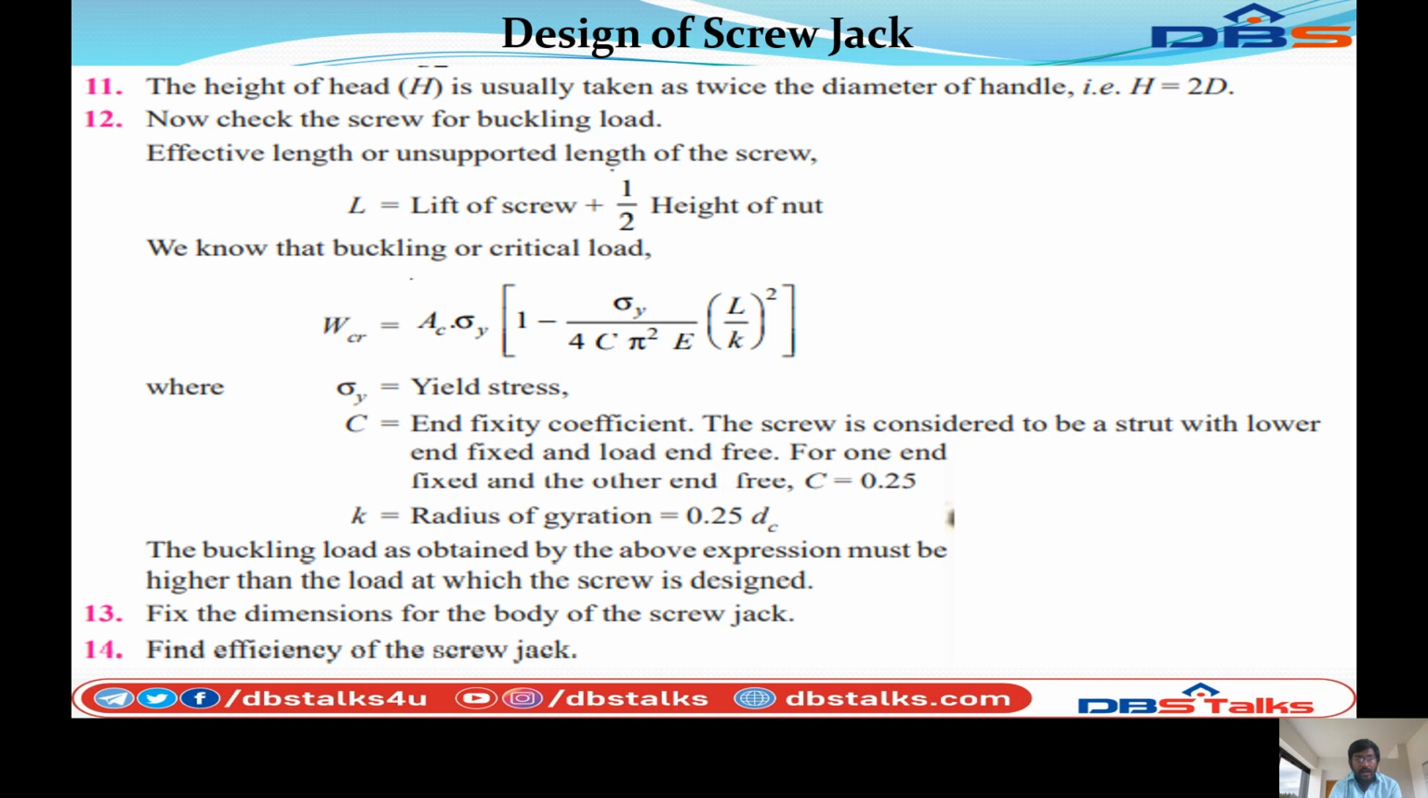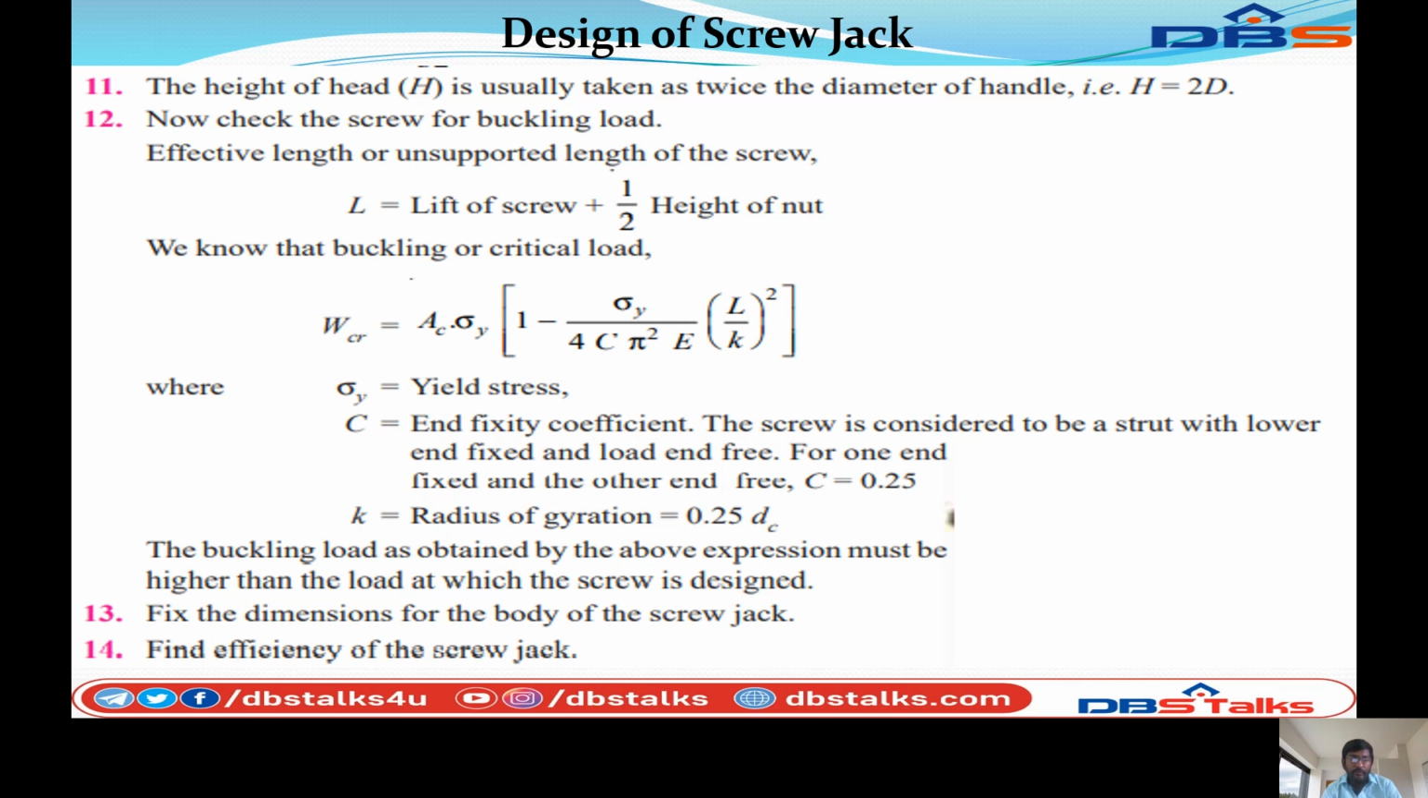So the effective length or unsupported length of the screw, L, is equal to the lift of the screw plus half into the height of the nut. So we know that the buckling or critical load W_CR is equal to A_C into sigma_y into 1 minus sigma_y by 4 into C into pi square into E into (L by K) whole square. This is the buckling or critical load formula. So you can calculate it.